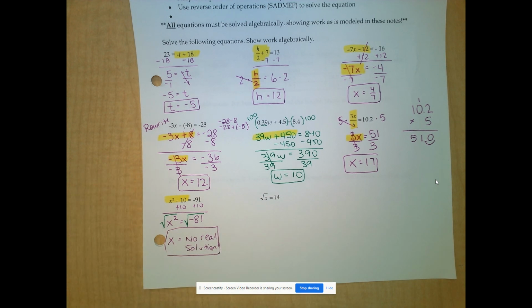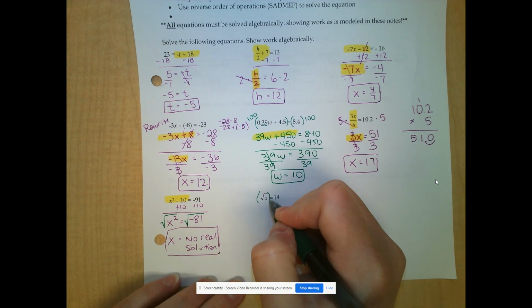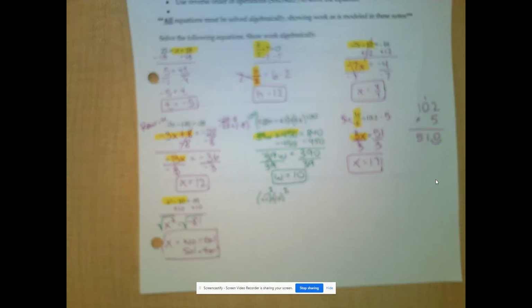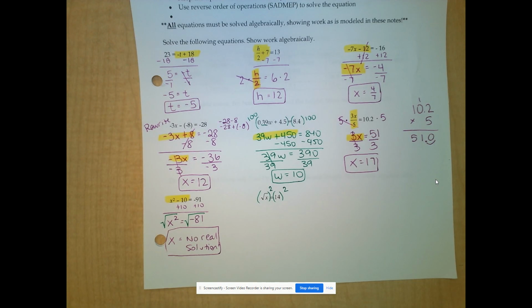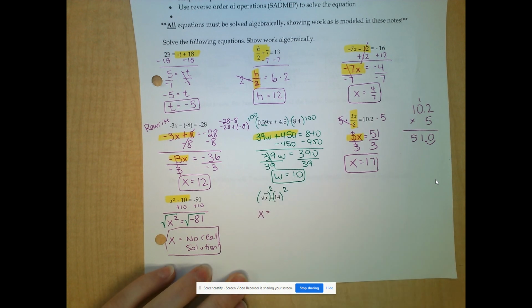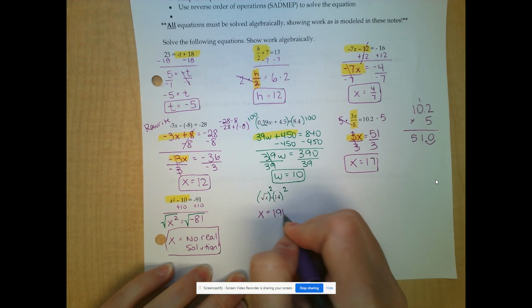Cannot square root that negative 81. Last one on the page, square root of x equals 14. Because the problem has a square root, I'm going to do the inverse, which is to square both sides. We talked about putting the whole side in parentheses, remembering to square both sides, not just one side. And we get x equals 14 squared, which is 196.